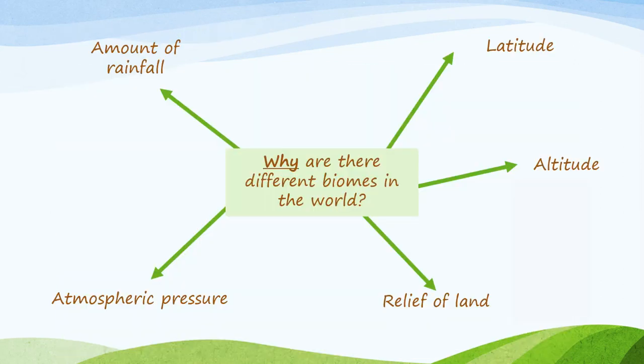Okay, so why are there different biomes in the world? Well, basically, there's 5 factors that explain the difference in biomes: the amount of rainfall, the latitude, the altitude, the relief of the land, and atmospheric pressure.